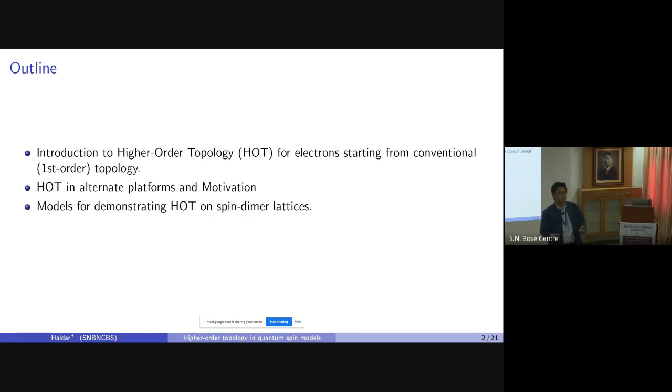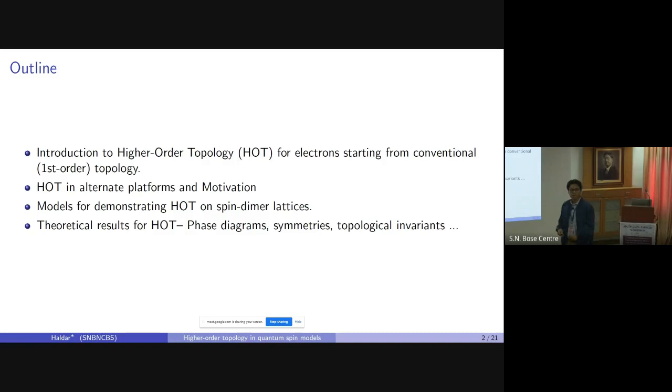Spin dimers are another name for quantum paramagnets. So essentially, I will be showing you how you can get higher order topology in quantum spin paramagnets. And finally, I will talk about various theoretical results to detect higher order topology, like phase diagram, symmetry and topological integrity. All right. So with the outline, let's jump into the talk.